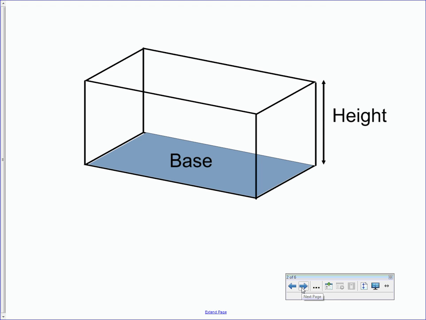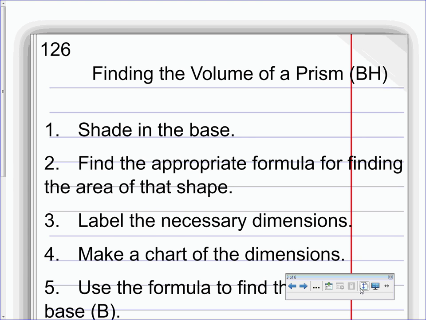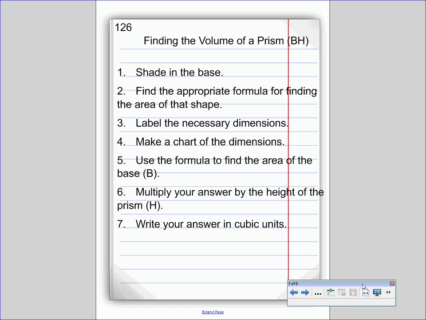Here are some notes you're going to need on page 126 of your interactive notebook, on finding the volume of a prism using the formula base times height. The first thing you want to do: shade in the base. Second, find the appropriate formula for finding the area of that shape. It could be a rectangle, a triangle, or a circle. Label the necessary dimensions, make a chart, use the formula, and then multiply it by the height of the prism. Finally, you have to write your answer in cubic units. Stop the video now. Make sure these notes are on page 126.